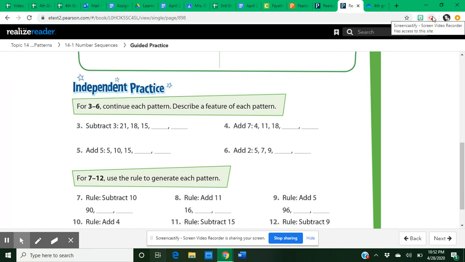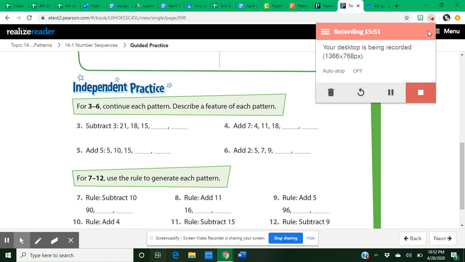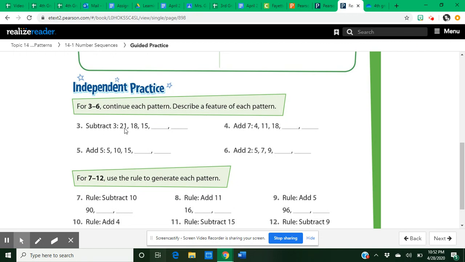Okay, so subtract 3. You are wanting to continue this pattern as well as describe a feature of the pattern. So subtract 3. 21 minus 3 is 18. 18 minus 3 is 15. 15 minus 3, sorry, I gotta grab my pen again, is 12. 12 minus 3 is 9. Okay, so what is a feature of this pattern that you are noticing? Unfortunately, they are not all even or odd, so that's not one we could come up with. But we do know that these are all multiples of 3. Okay, so you could multiply all of these with 3 to get their answer here.